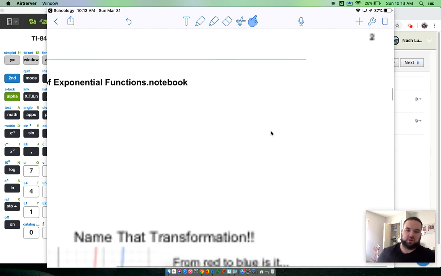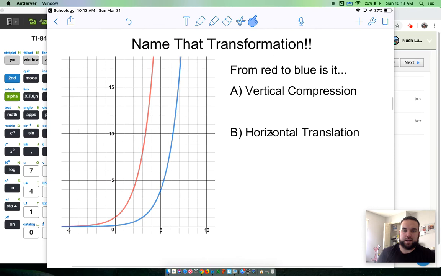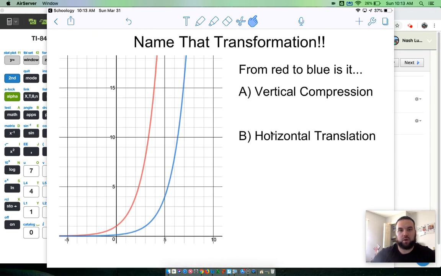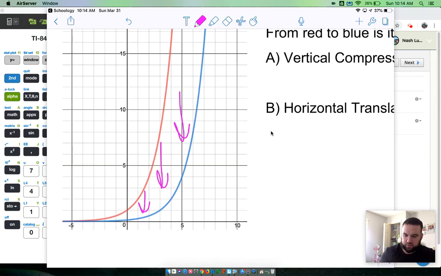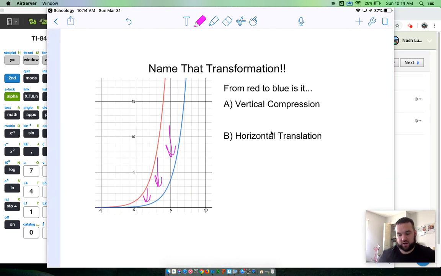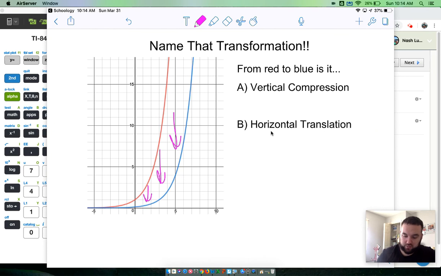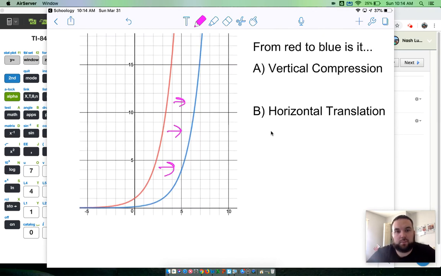One thing that can be tricky is when we're talking about exponential functions. You can see that both red and blue are exponential growth, and specifically positive growth. But the question is, if I go from red to blue, is that a vertical compression? Am I taking these points and shifting them all down to get the blue one? That's one possibility. Or is it a horizontal translation, meaning am I just taking this entire graph and moving it to the right? Visually, it's tough to tell which one's which, and that's why we have to go to the equation.